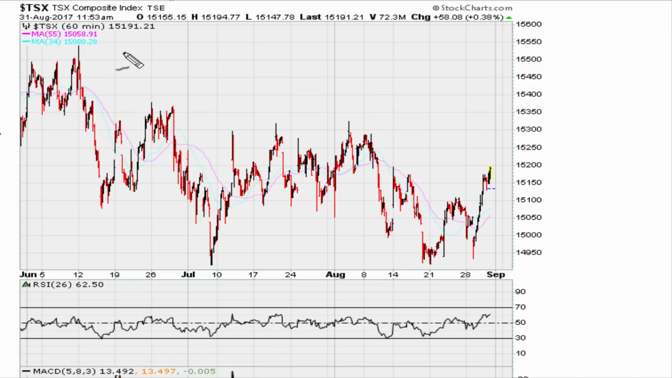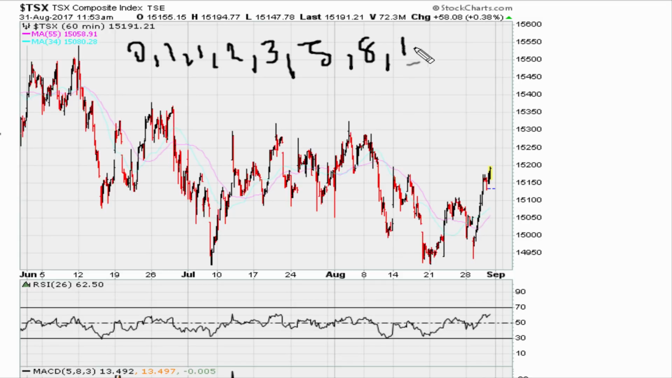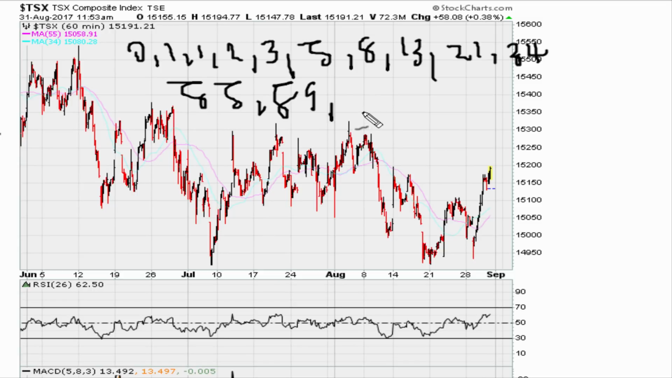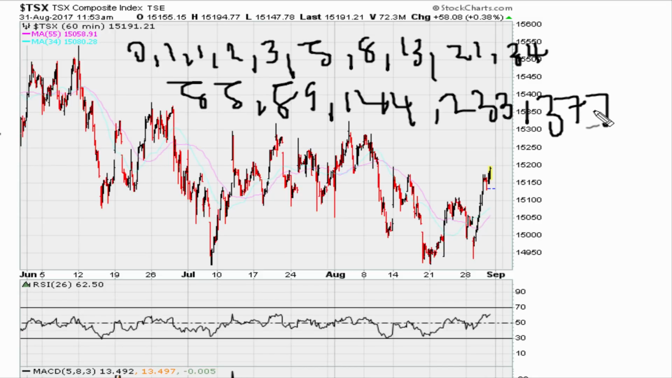Sometimes it's important. So if you take a look at the Fibonacci series numbers, you start with 0, 1, 1, and then 2, 3, 5, 8, 13, 21, and then you got 34, 55, 89, 144, 233, and then you got 377 now. All right. Sad to say, I know those numbers off the top of my head.